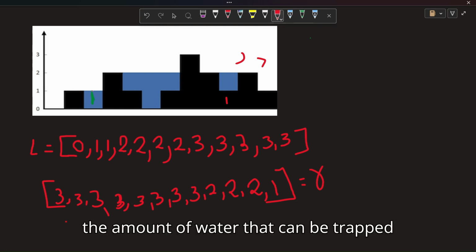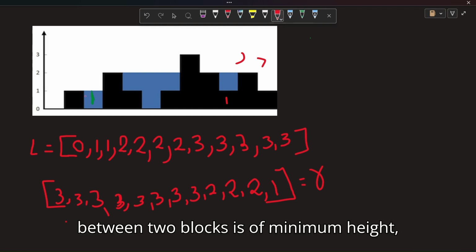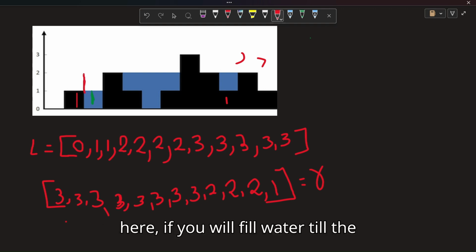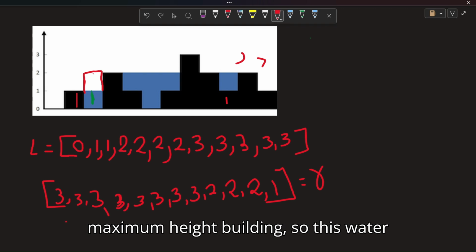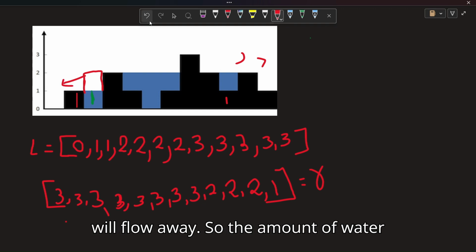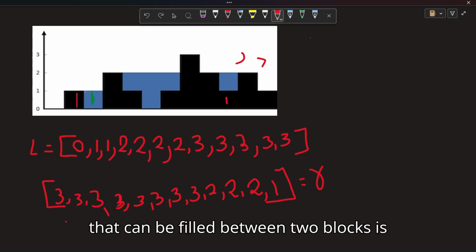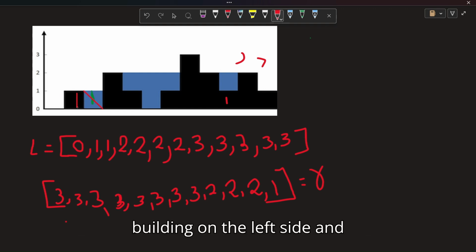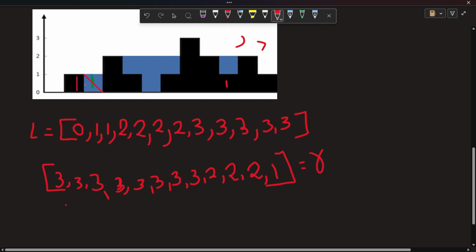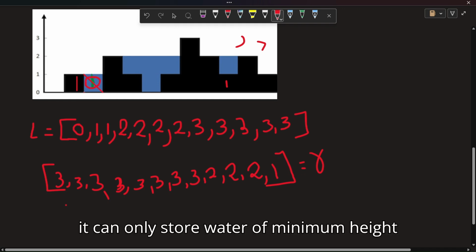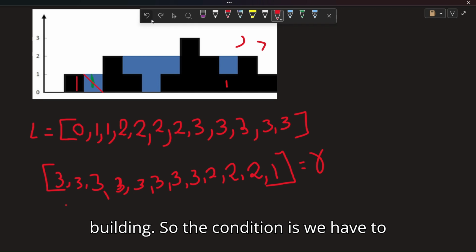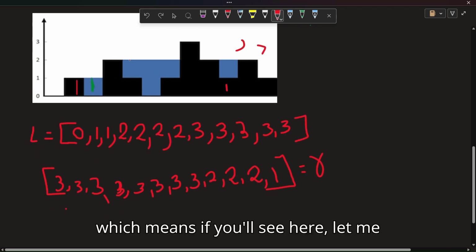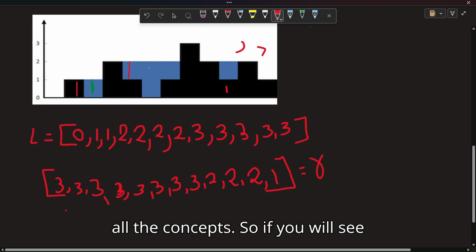So the amount of water that can be trapped between two blocks is determined by the minimum height, which means if you fill water till the maximum height building, this water will flow away. So the amount of water that can be filled between two blocks is equal to the height of the minimum height building, and it can only store water up to the minimum height building. Let me give you this example, this will clear all the concepts.